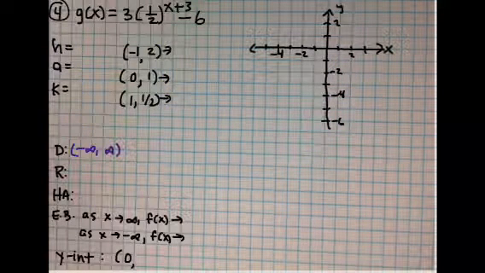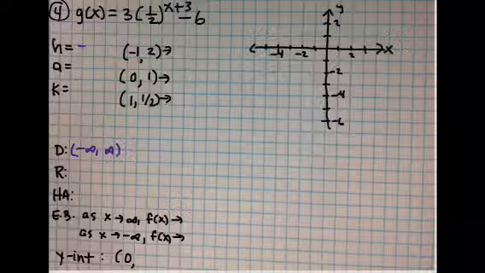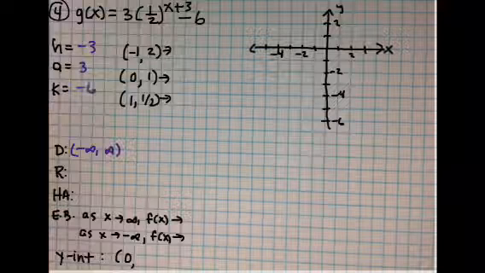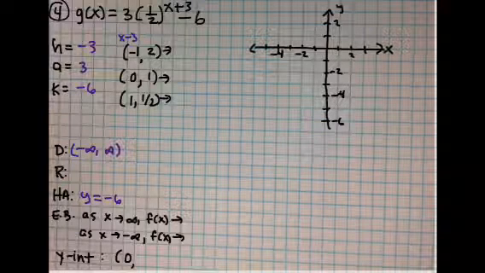Okay, so for number 4, the h is negative 3, because this is plus 3, so we do the opposite. a is positive 3, remember it comes from here. k is negative 6. So then the horizontal asymptote is y equals negative 6. Then x minus 3 is the transformation there. 3y minus 6 is the transformation here.